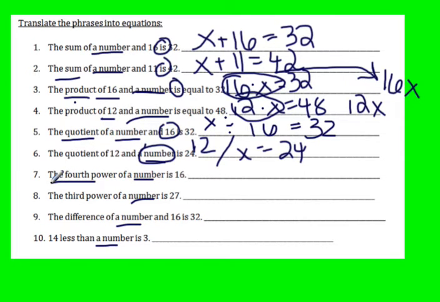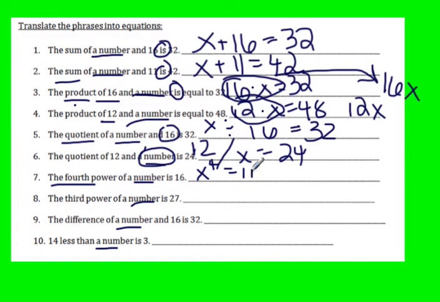The fourth power of a number is 16. So we don't know what the number is, but we're going to raise it to the fourth power, and that's going to be equal to 16. Okay, the third power of a number is 27. So we're taking some number and then we're going to raise it to the third power, and that's going to be equal to 27.